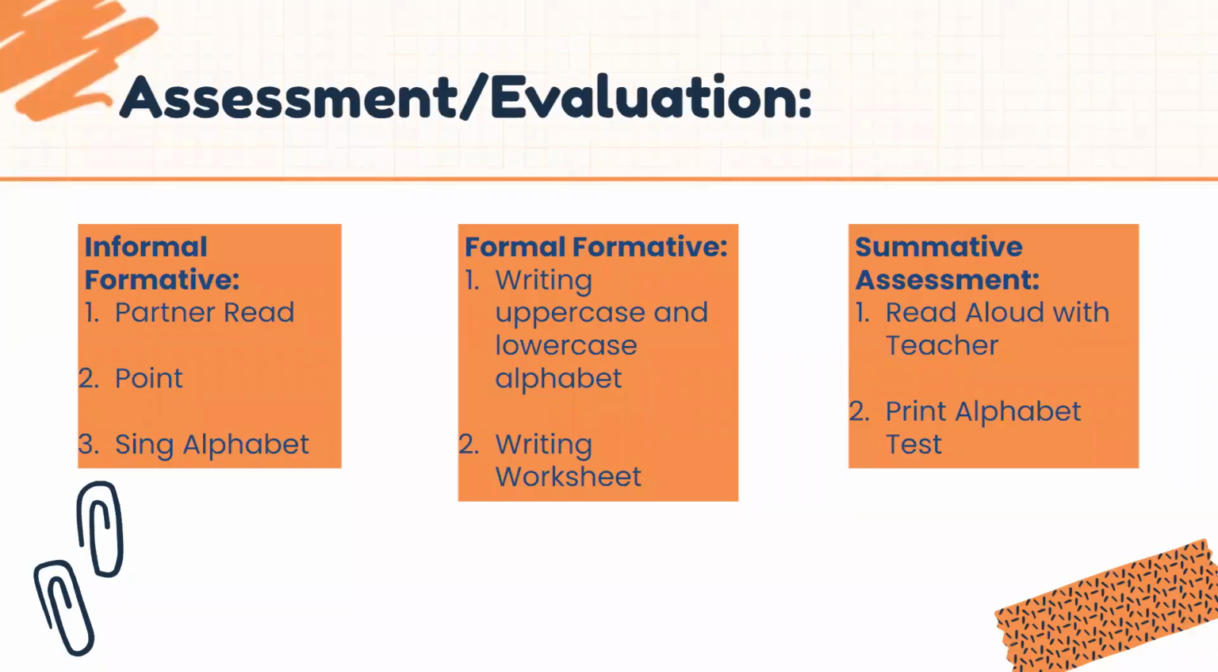Assessment and evaluation. A few of the informal formative assessments are the partner reading, pointing to the board when the teacher asks, and singing the alphabet. A formal formative assessment was writing uppercase and lowercase alphabet and completing the writing worksheet. And the summative assessment is reading aloud with the teacher one-on-one and printing the alphabet test.